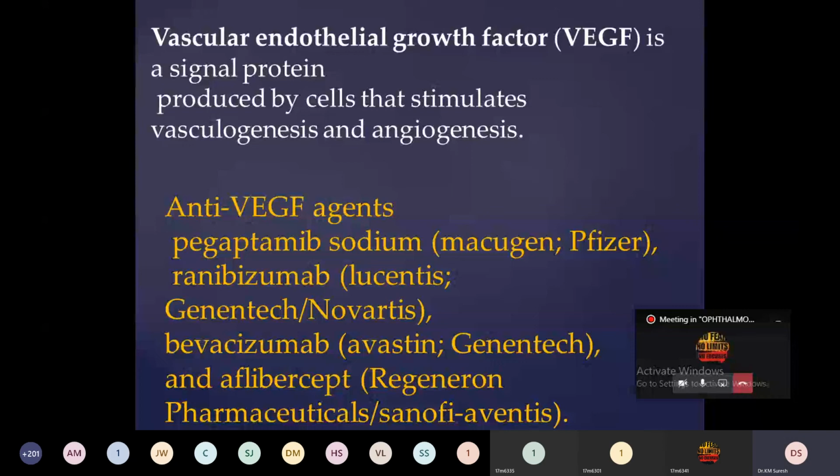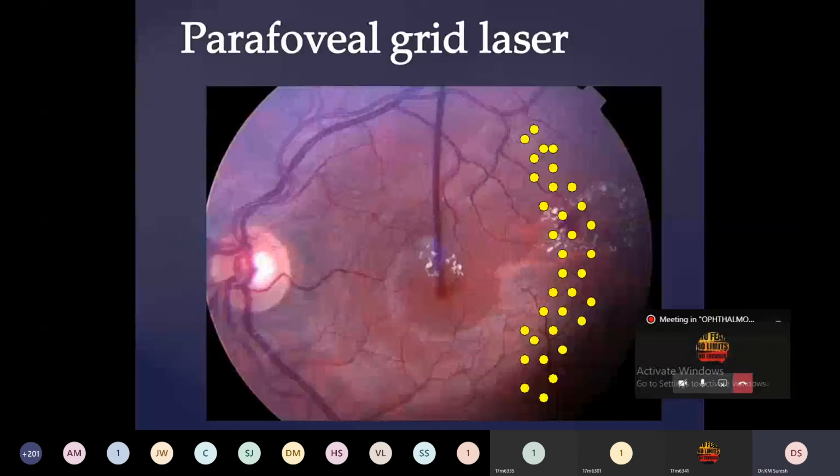This is just a diagrammatic representation of how the parafoveal grid laser photocoagulation is done. You must be very careful not to photocoagulate the disc. You must be careful not to photocoagulate the macula. You must be very careful about the vessels which are present. You should not photocoagulate them. These are the precautions that you have to take. Your assistant should invariably wear a protective goggle while laser photocoagulation is being done. These yellow spots are nothing but laser spots which are applied to the parafoveal area in a case of macular edema.